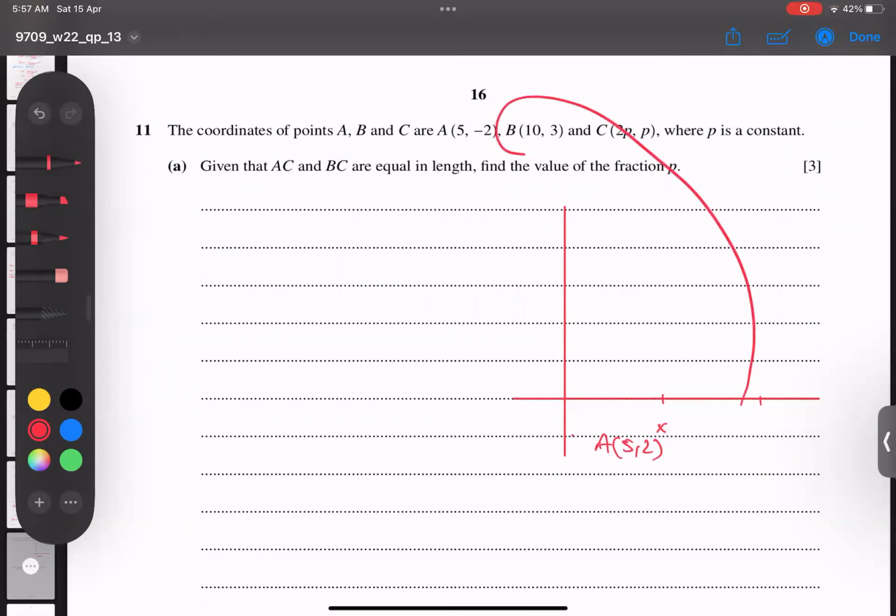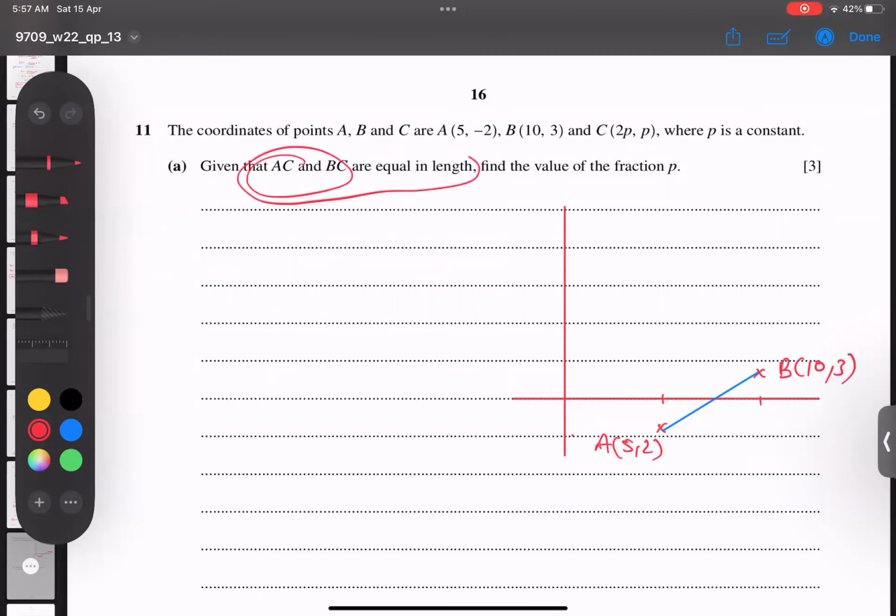And what is the B coordinate? 10, 3. This is 5, this is 10. So 10, 3 is somewhere here. So B is 10, 3. And C, I don't know. No problem at all. And I'm joining them straight like that. What is the question he's asking, first of all?